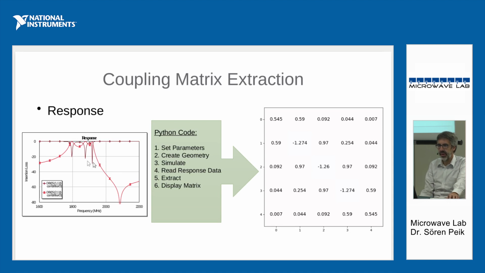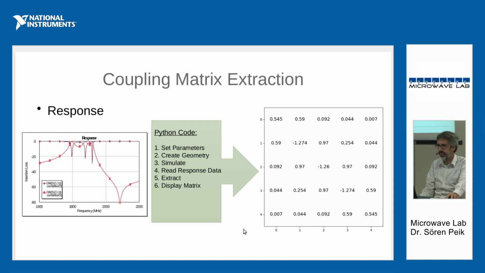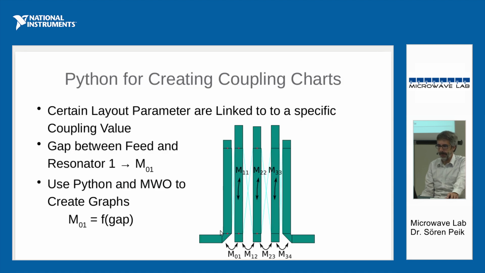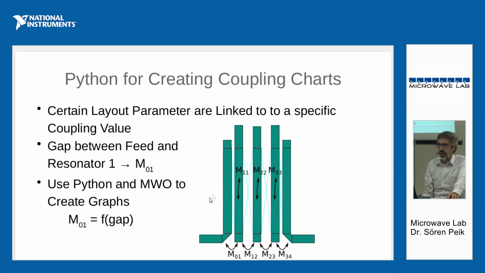So what I do is I go through my Python code, set the parameters, create a geometry, simulate, read the response, extract the coupling matrix, and display the coupling matrix, and I see this is the coupling matrix I get from this simulation here. No? And you see also there's a transmission zero from some parasitic coupling here between some of the resonators. No? So, okay. Now I can do the following.